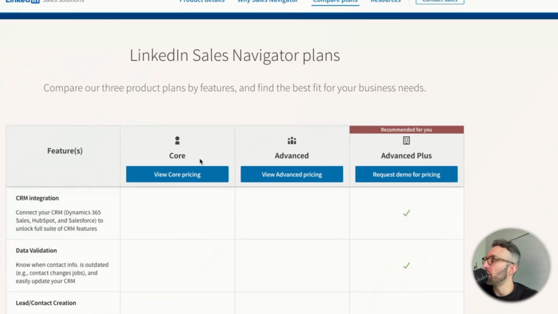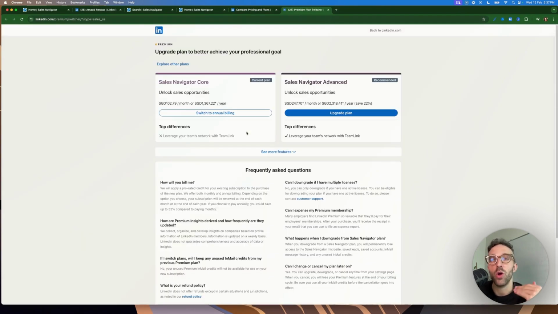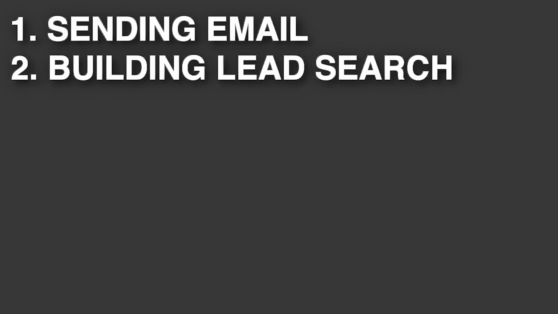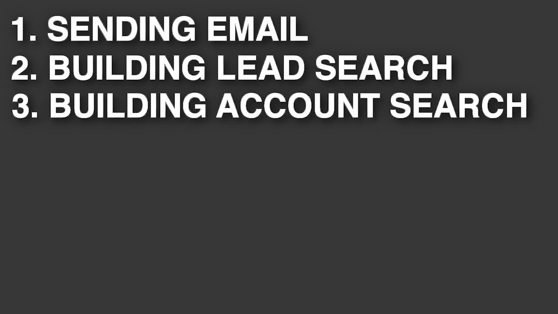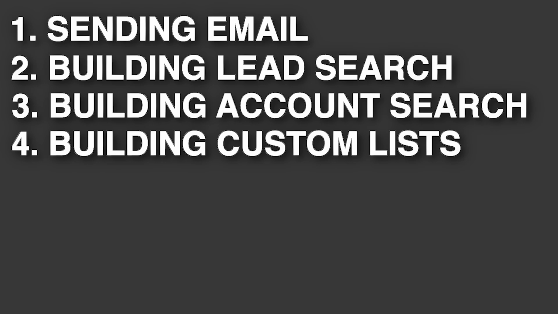Assuming that you are an individual, there are four things that you will be able to do a lot better using LinkedIn Sales Navigator. First, sending email, so sending messages to people who are not connected with you. Second is building lead search and account search. Also being alerted when you have new leads or new accounts matching your criteria. And the fourth one is building custom lists.